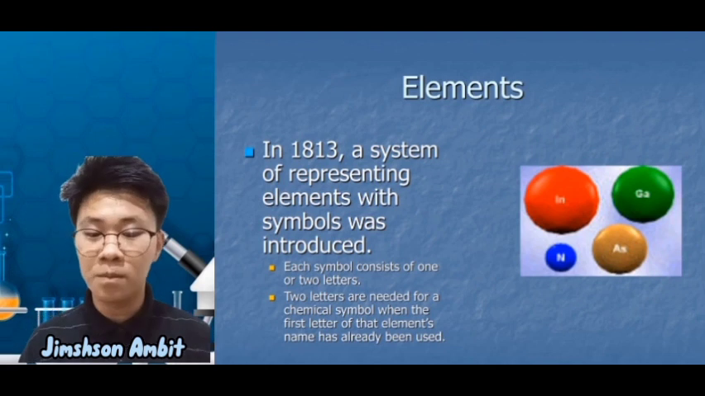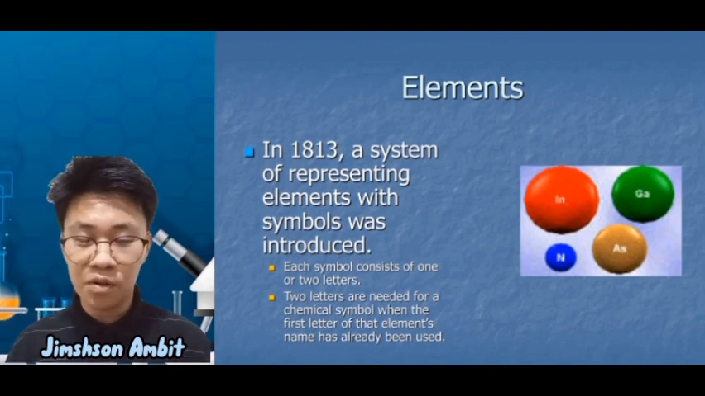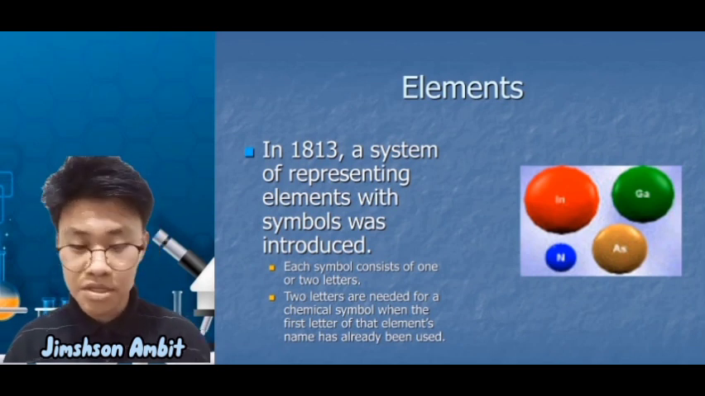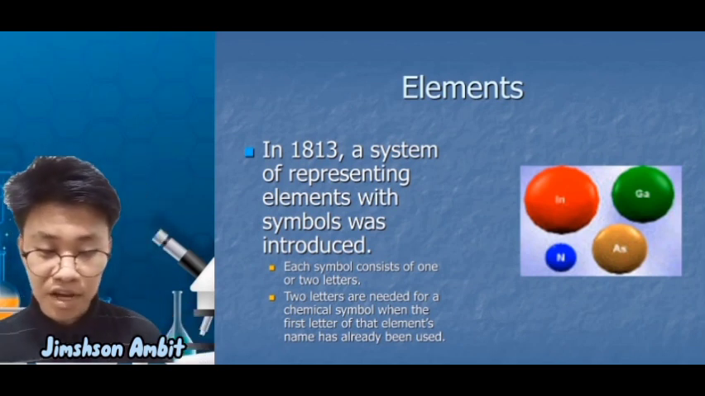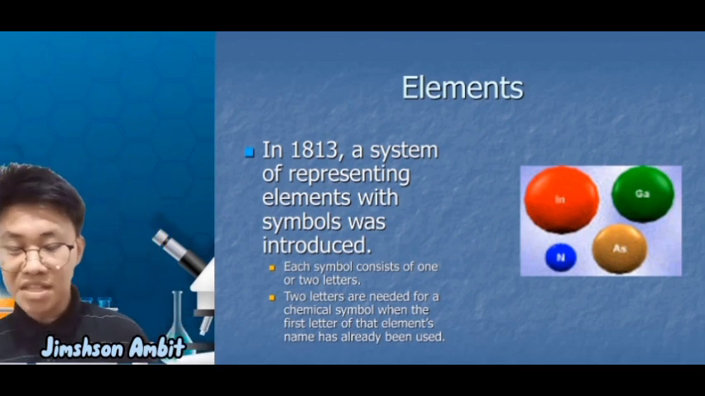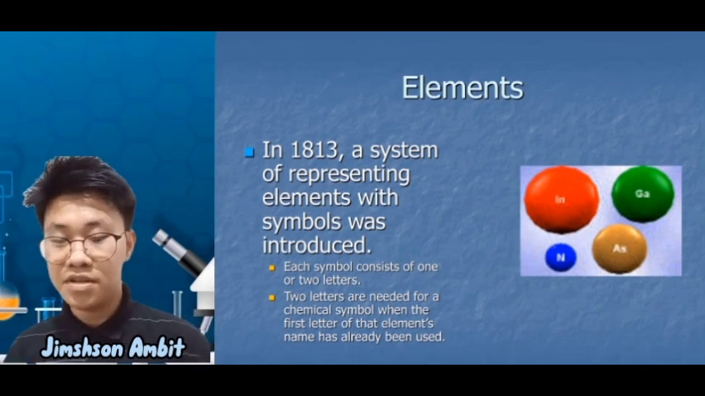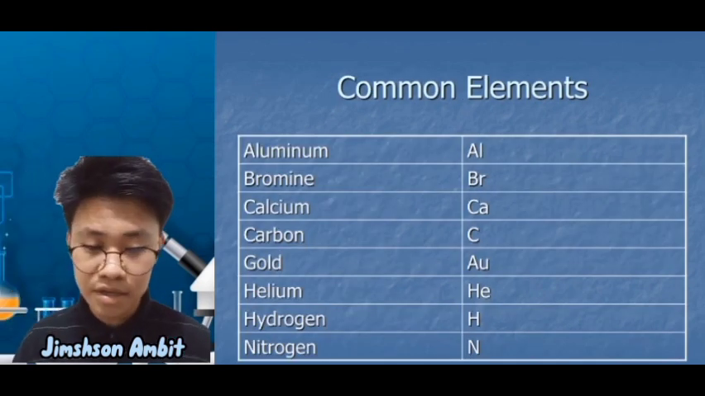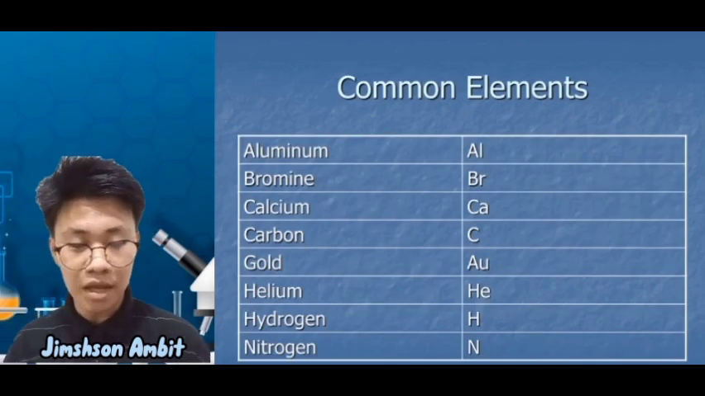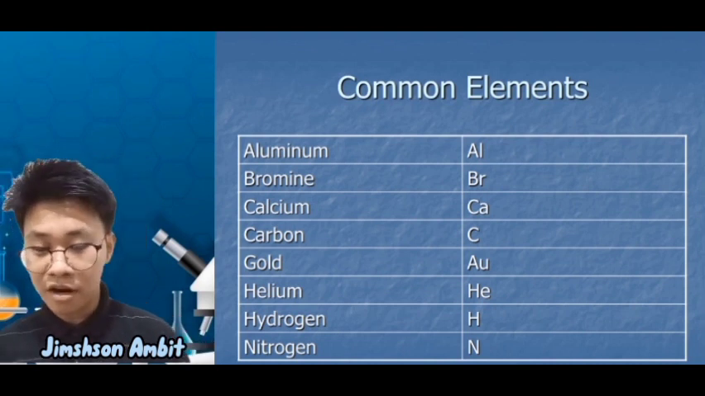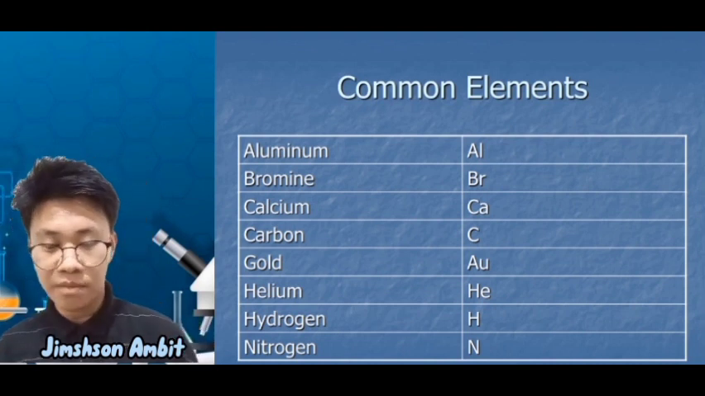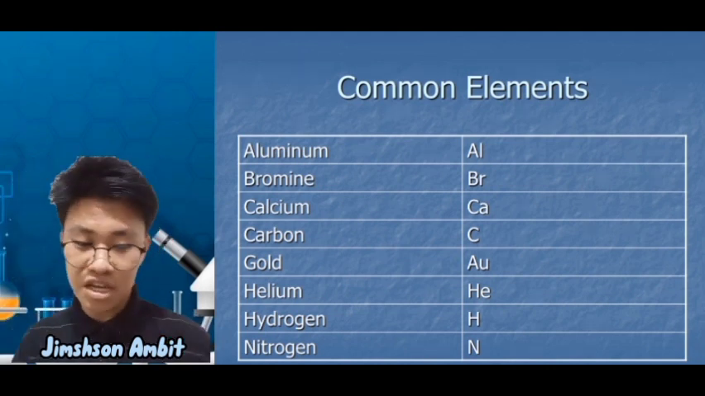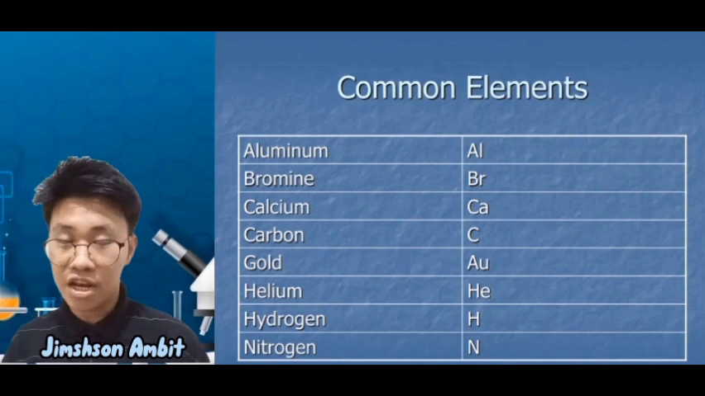In 1813, a system of representing elements with symbols was introduced. Each symbol consists of one or two letters, and two letters are needed for a chemical symbol when the first letter of the element's name has already been used. Here we have the common elements: aluminum, Al; bromine, Br; calcium, Ca; carbon, C; gold is Au; helium is He; hydrogen is H; and nitrogen is N.